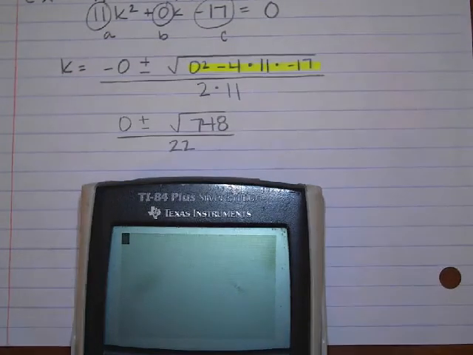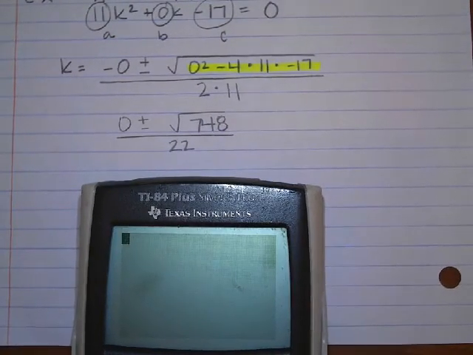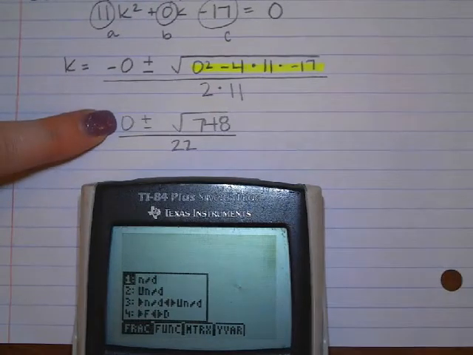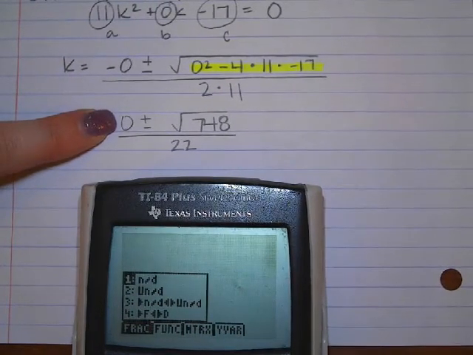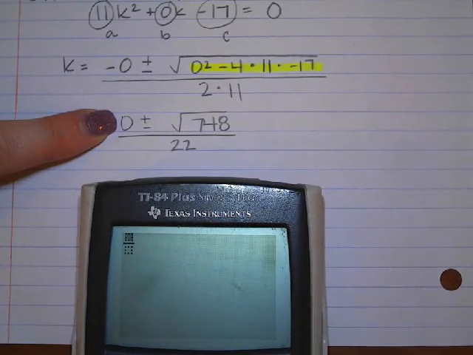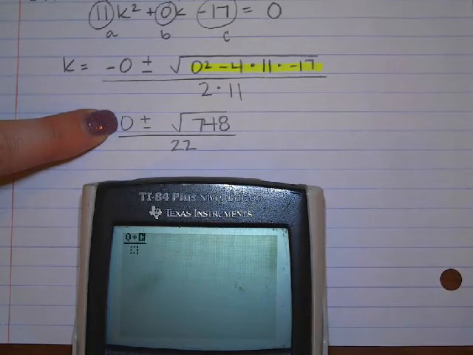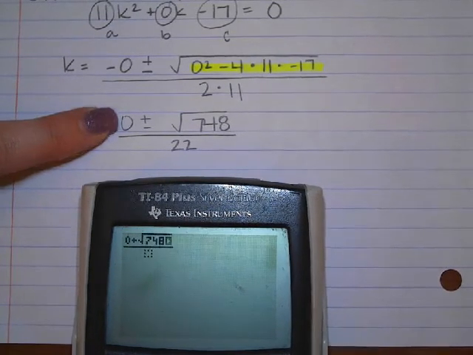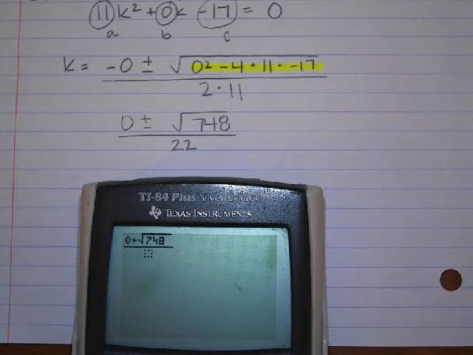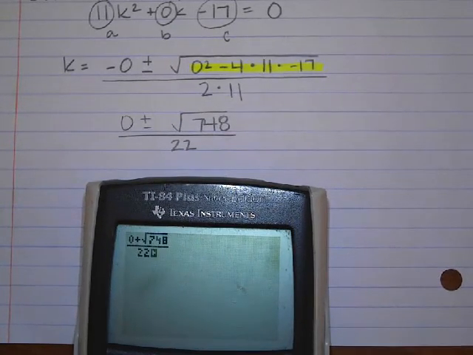The one thing I love about these updated calculators is that if you can do the alpha y equals to get that fraction on your screen, alpha y equals, you can type this problem in exactly the way it looks. So I've got alpha y equals, I've got my fraction. I'm just going to type 0 plus square root. Everyone know how to get the square root on there? Alpha y equals. 0 plus square root 748 divided by 22. Ta-da!